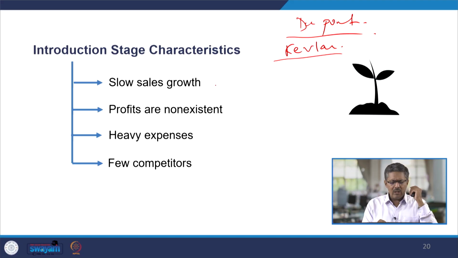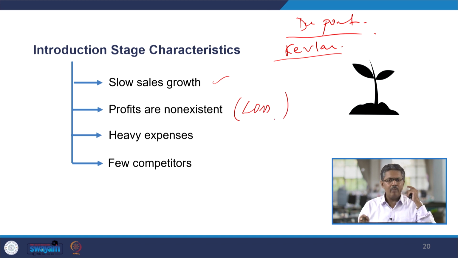So, there will be slow sales growth, almost negligible, very little sales will happen. Profits are non-existent because your cost is more than the profit. So, rather there will be a loss, because your profit is less than the cost. So, you are not making much profit. Expenses are heavy and few competitors are there. So, this is one more challenge, because there are few competitors.